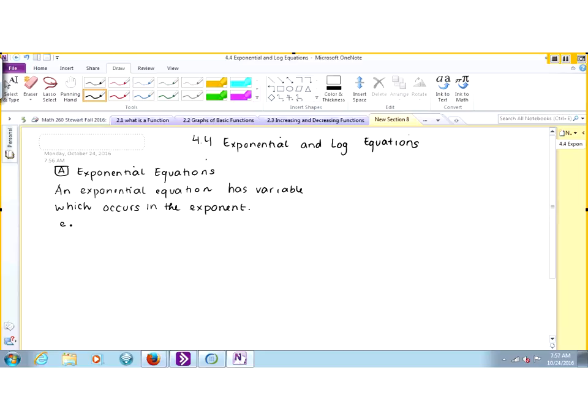For example, of an exponential equation is 5 raised to the x plus 2 is equal to 9. And our variable is on the exponent. So this is an exponential equation.